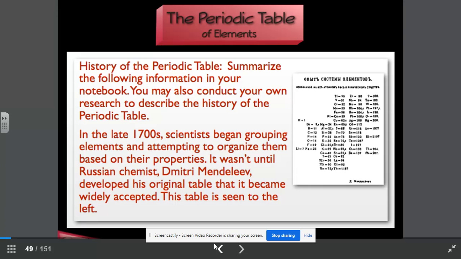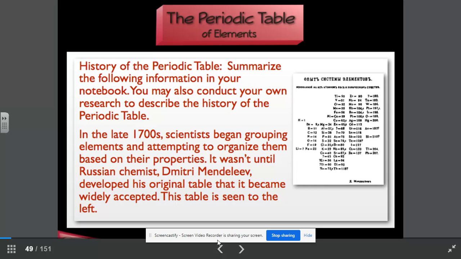So let's talk about the history of the periodic table. There's a spot in your notebook where you can summarize the following information. You may also conduct your own research, and we'll be talking about Dmitry Mendeleev a lot during class. But basically, in the late 1700s, scientists began grouping elements and attempting to organize them based on their properties. Remember those characteristics that they have? So it wasn't until Russian chemist Dmitry Mendeleev developed his original table that it became widely accepted.